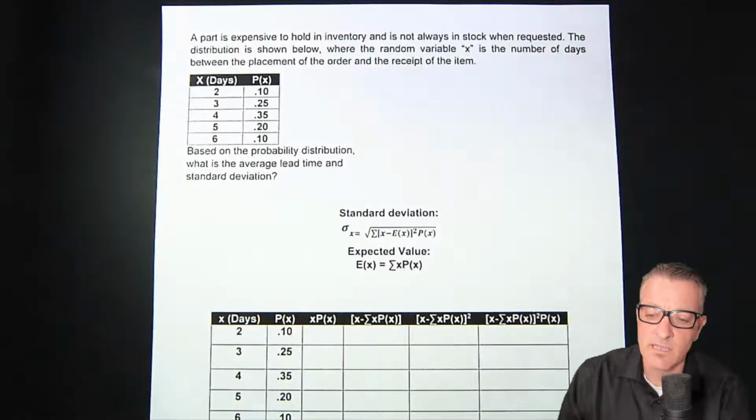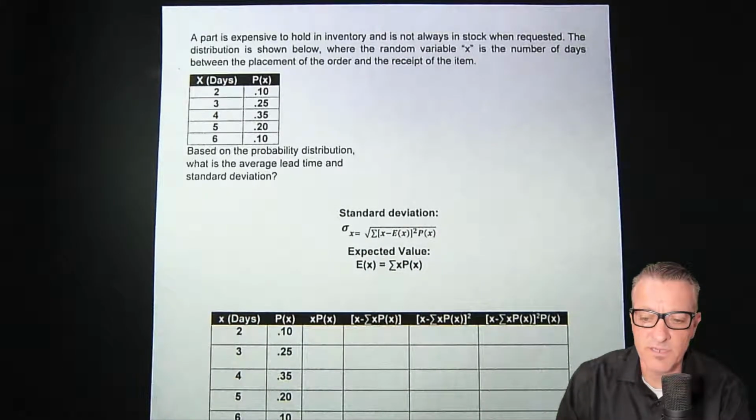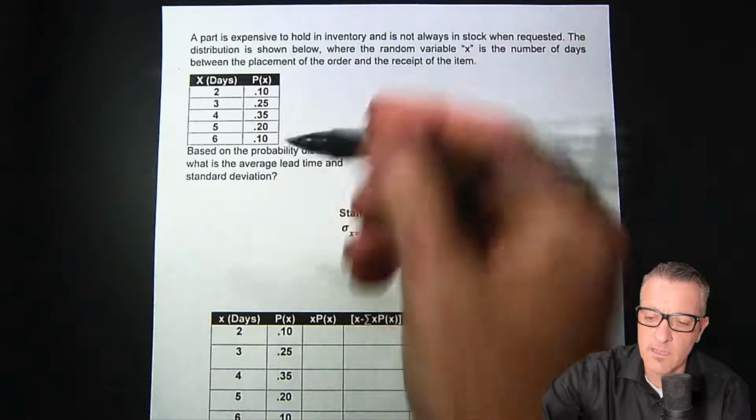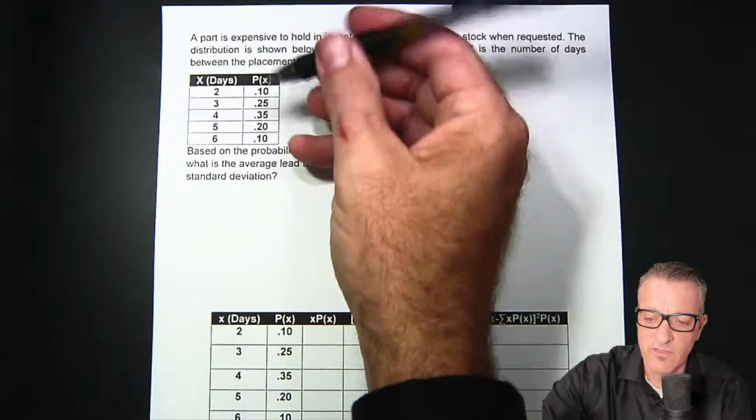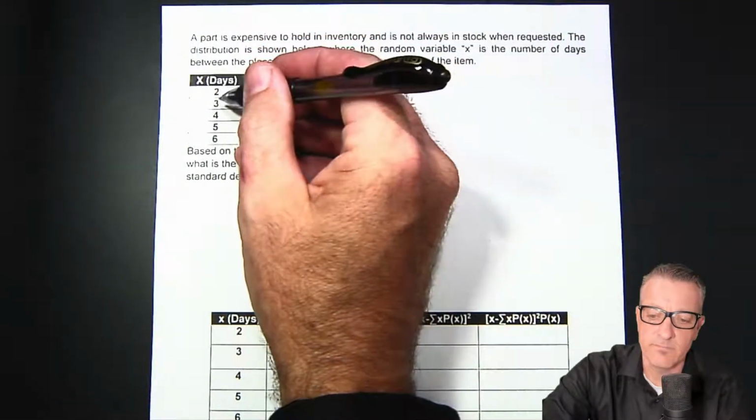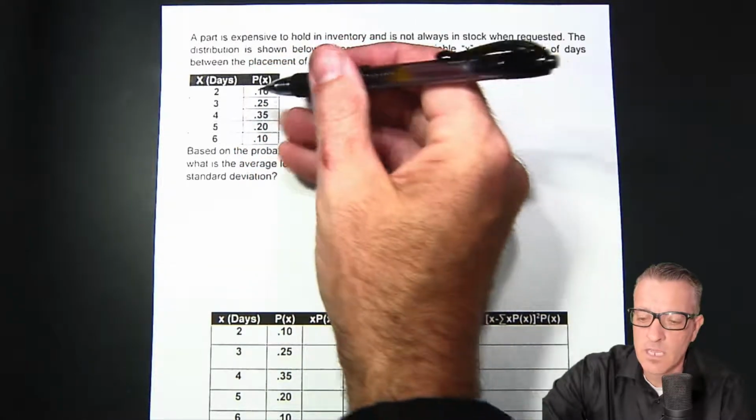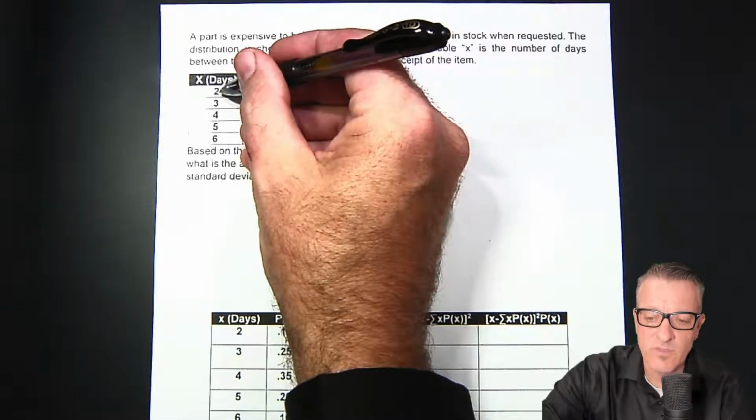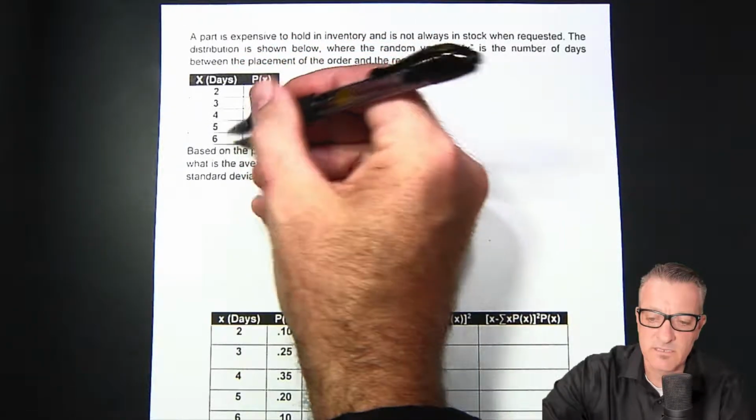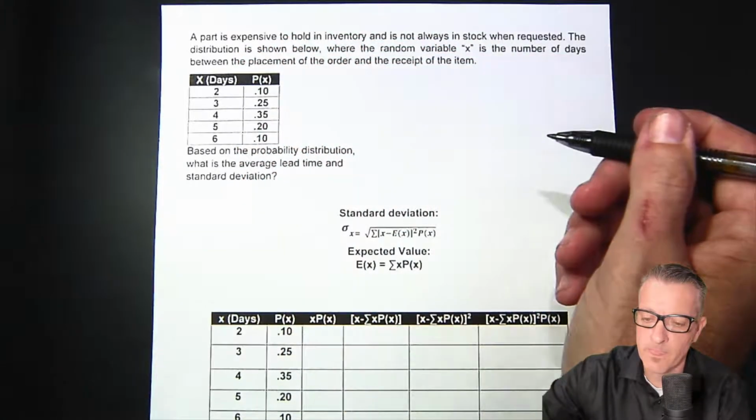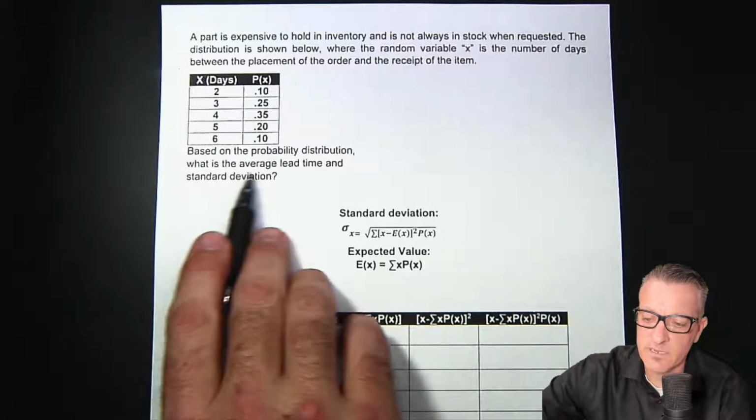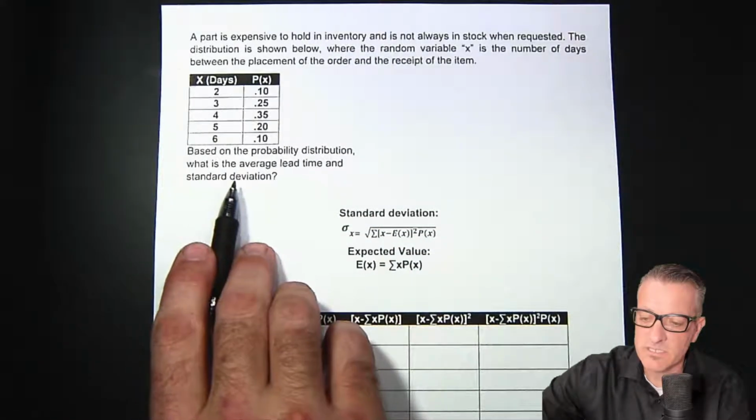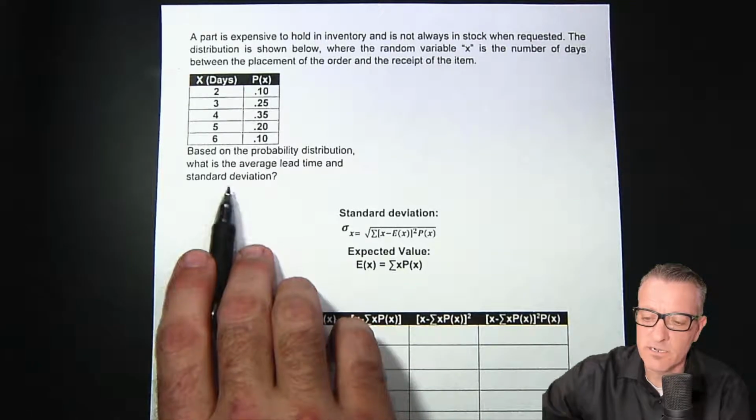So in theory, there's never any orders that come in below 2 days. And that just might be a geography thing where it won't show up in less than 2 days. And then the probability of receiving the item within the listed number of days, respectively. Okay. So then it says, based on the probability distribution, what is the average lead time and standard deviation?